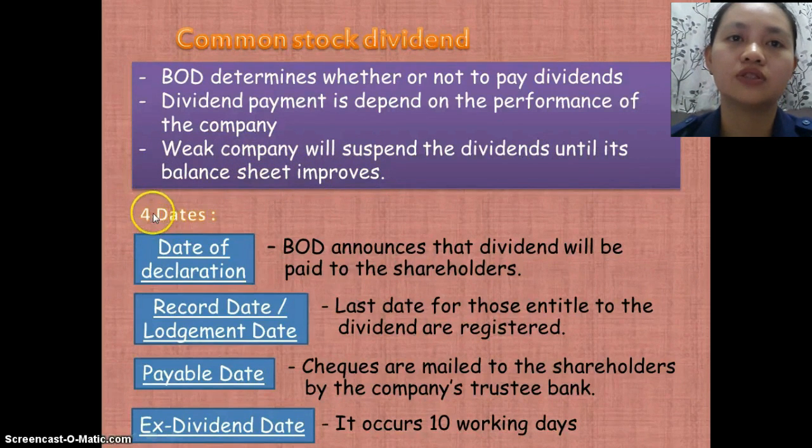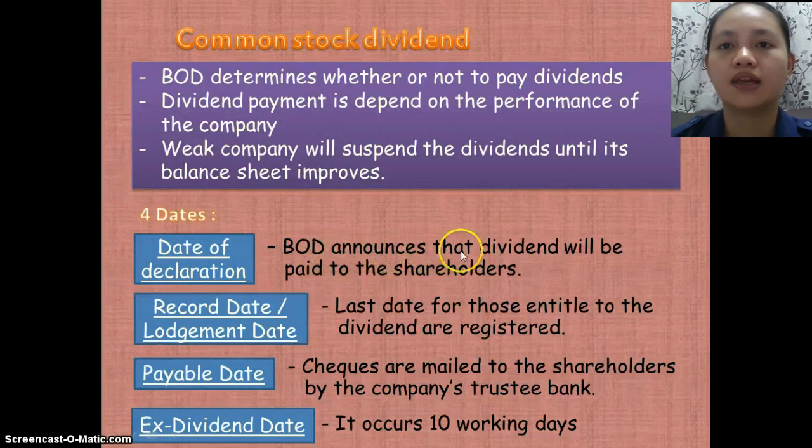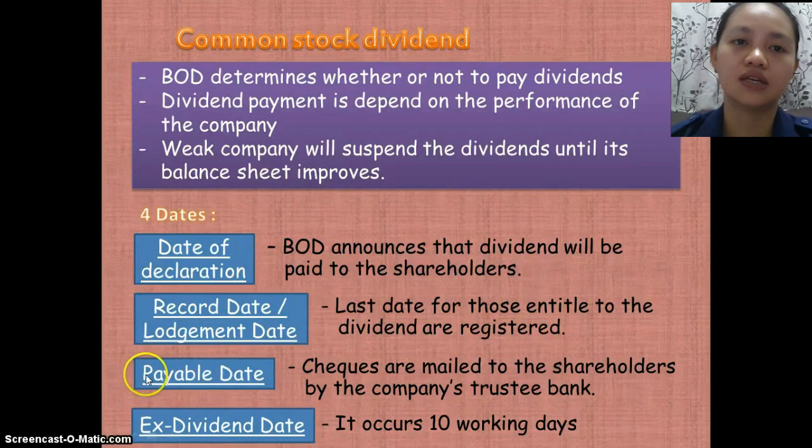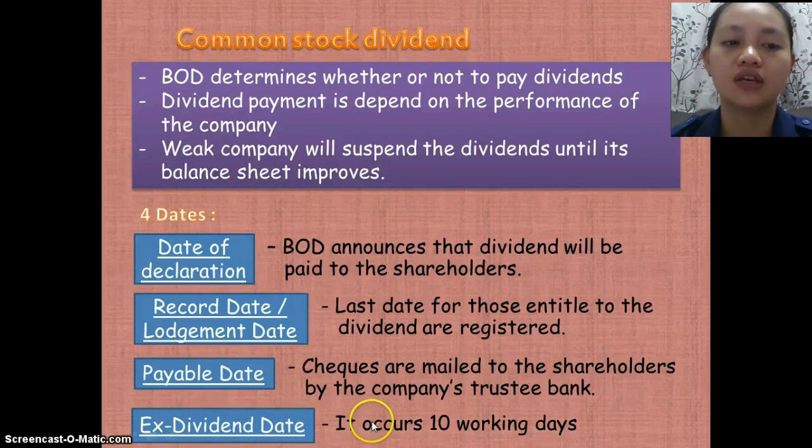And there are four important dates for the investor. The first one is the date of declaration, where the board of directors announces that dividend will be paid to the shareholders. The second is the record date or lodgement date, which is the last date for those entitled to the dividend to be registered. The third is the payable date, where the checks are mailed to the shareholders by the company's trustee bank. And the ex-dividend date occurs 10 working days after the lodgement date.